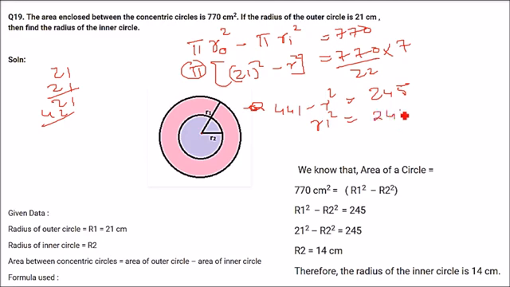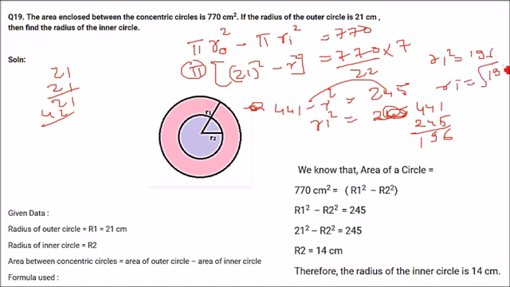The r1 square will be what? I'm taking 245 and bringing it here. r1 square will be equal to 441 minus 245. 11 minus 5 is 6, 13 minus 4 is 9, and 1. So r1 square is 196. And r1 will be equal to the under root of 196. I'm writing r1, that is r internal. It is going to be 14. So the under root of 196 is 14.